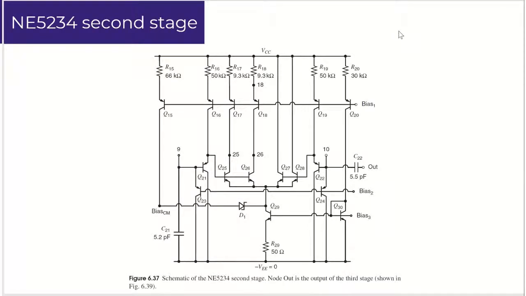This is the schematic of the NE5234 second stage. As you can see, nodes 9 and 10 are coming from the first stage. Also, capacitors 21 and 22 are for the frequency compensation.